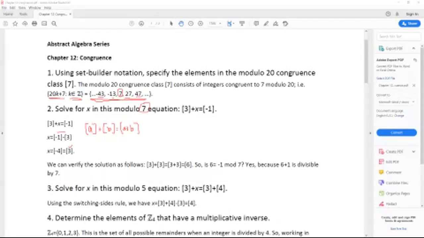Number 3, solve for x in this modulo 5 equation. Same concept. We're going to use the switching sides rule, which means that I can subtract the 3 class from both sides. And then once I do that, I can combine all of those within one class, which gives me class 4.